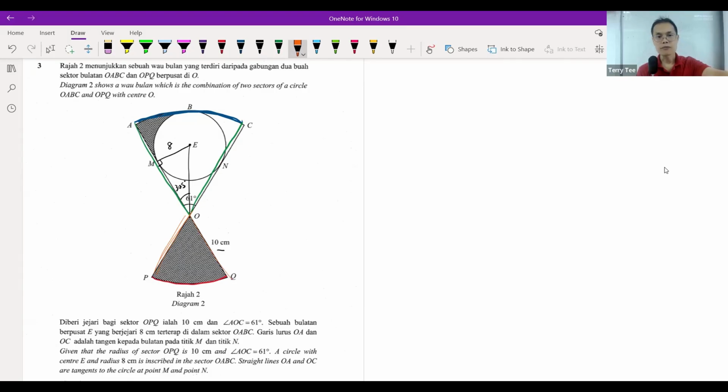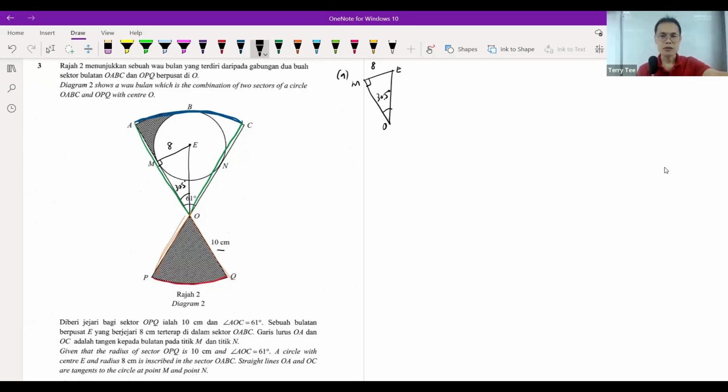I think the radius of OA is not known, so we're going to find. Now we're going to use this right angle triangle here. So I can just draw like this. This is 90 degree. This will be 30.5. Since the radius is 8 cm, this 8 cm, we can use SOHCAHTOA to find the length of OM, or in this case OE lah.